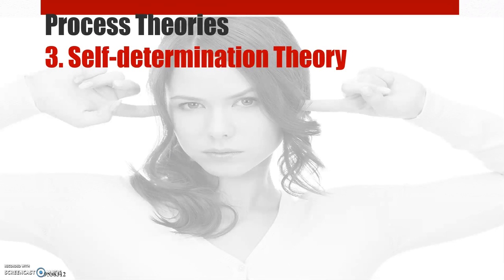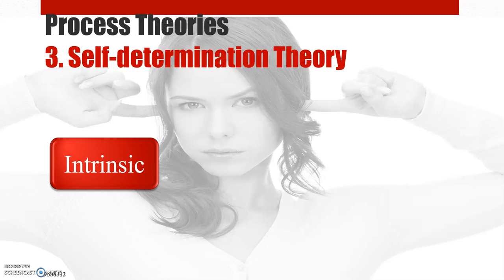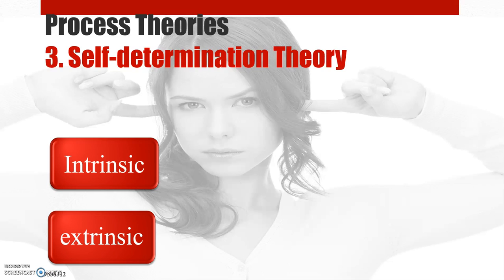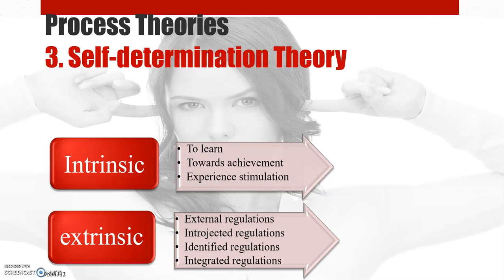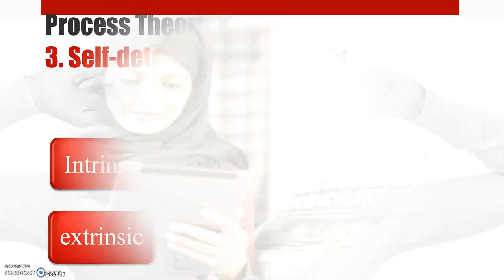The last type of process theory is self-determination theory, and this theory has a strong relation to the expectancy theory, as it focuses on the intrinsic and the extrinsic value. The intrinsic is learning towards achievement and experience stimulation. However, the extrinsic motive is the external regulation, the introjected regulation, the identified regulation, and integrated regulation.